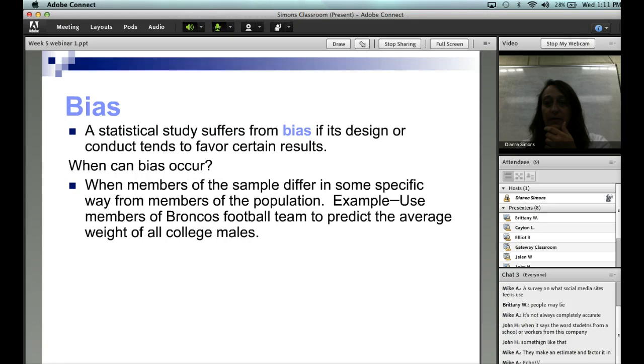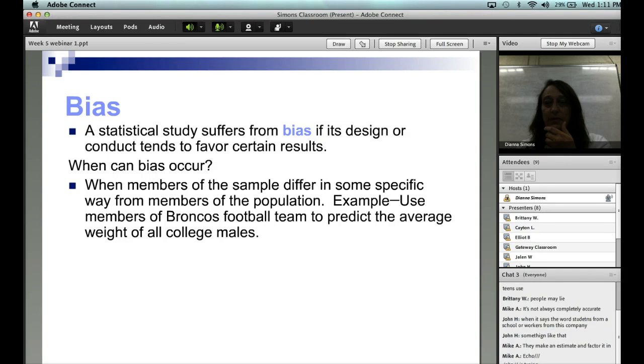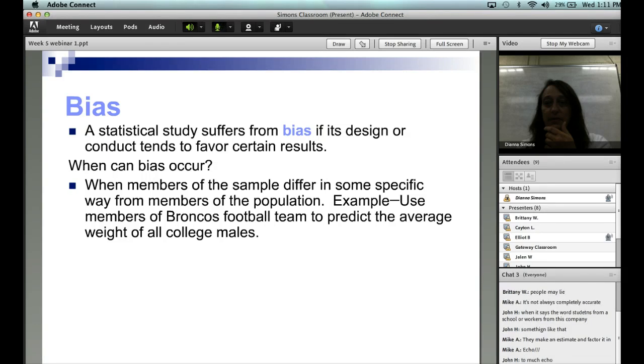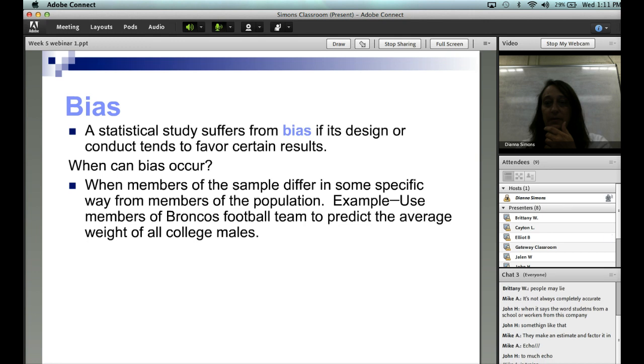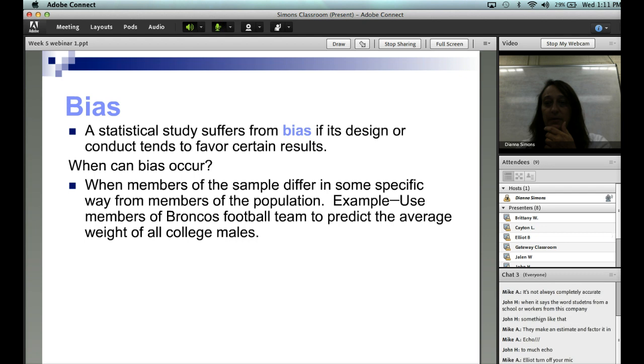So, when can bias occur? When members of the sample differ in some specific way from members of the population. Like Elliot was saying, in this room Jordan is the only one wearing glasses, so maybe we all have a bias against people wearing glasses. Or Caden's hair is blonde, maybe we have a bias against blonde-haired people.